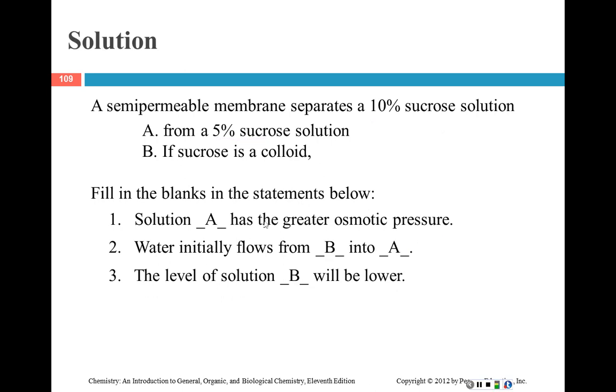So solution A, okay, would have a greater osmotic pressure. Water would flow from, and they're talking about between A and B, water would flow from B, because it's a colloid, into A, because it can go through, because it's a solution. Level of the solution B then would be lowered because it has done what? Moved to the side with A.